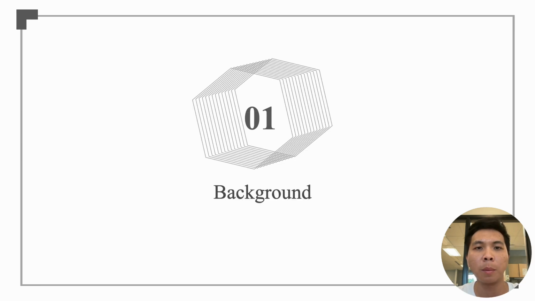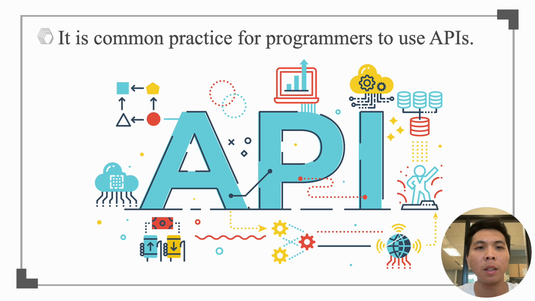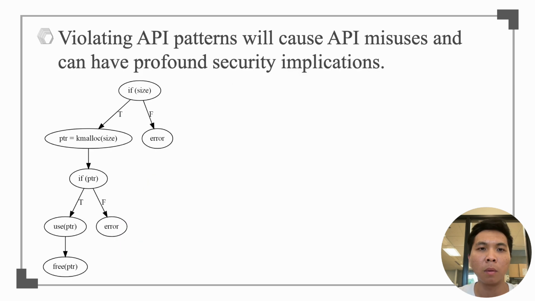First, let me introduce the background. Nowadays, it is common practice for programmers to use APIs to realize specific functions without understanding the details of the internal working mechanism, which indicates the API patterns. However, violating API patterns will cause API misuses and can have profound security implications.